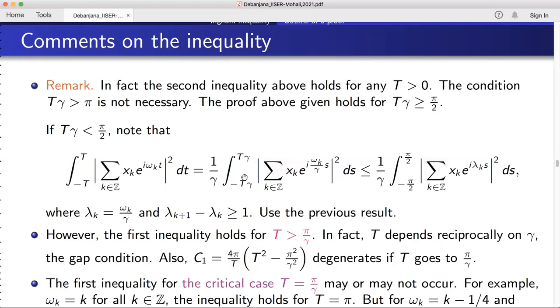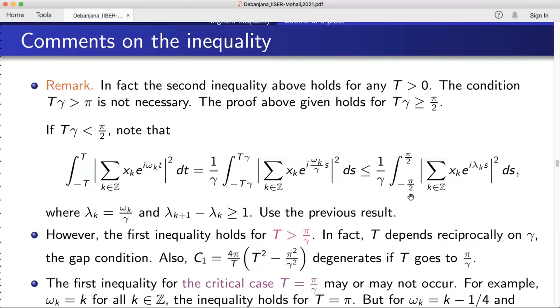Yeah, so again you do some change of variable, and then you go from the interval minus T to capital T to minus T gamma to T gamma, and then what do you do? Now you know that your T gamma is strictly greater than pi by 2, and you are looking for the upper bound, so you dominate that integral by the same integral. Now it is from minus pi by 2 to pi by 2.